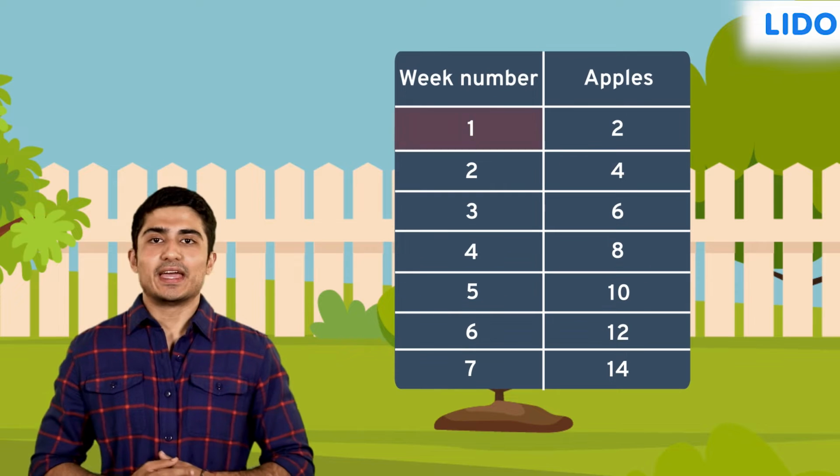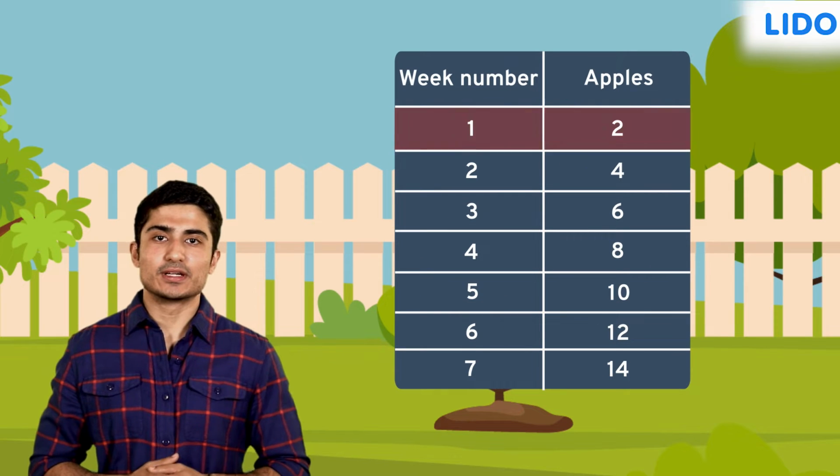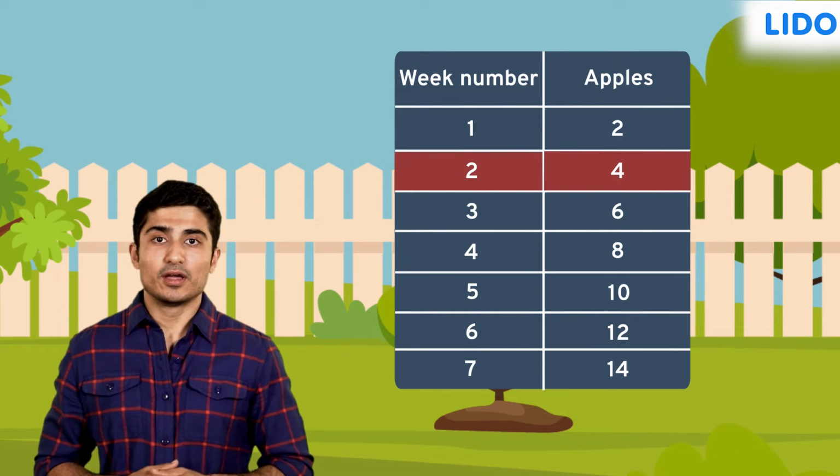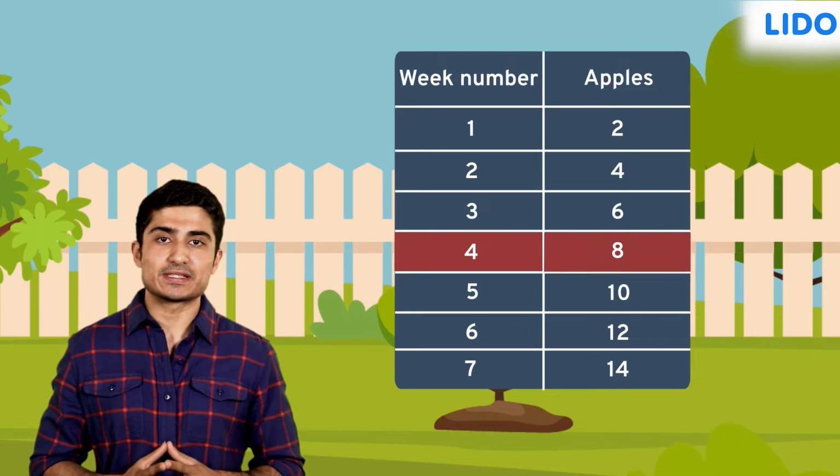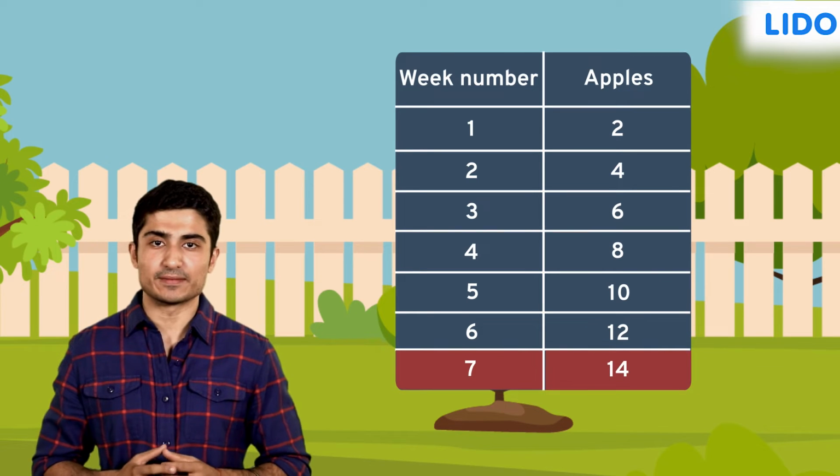Observe that the number of apples is increasing in a certain pattern. Let's check it out with the help of a table. In the first week, 2 apples grew. In the second week, there were 4. In the fourth week, there will be 8 apples, and in the 7th week, there will be 14.